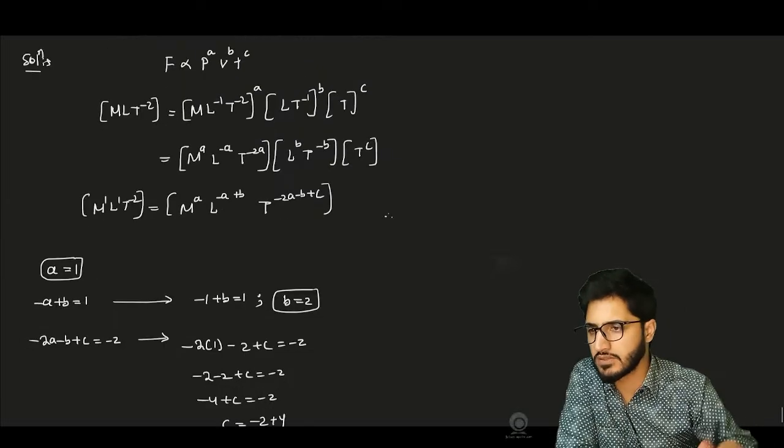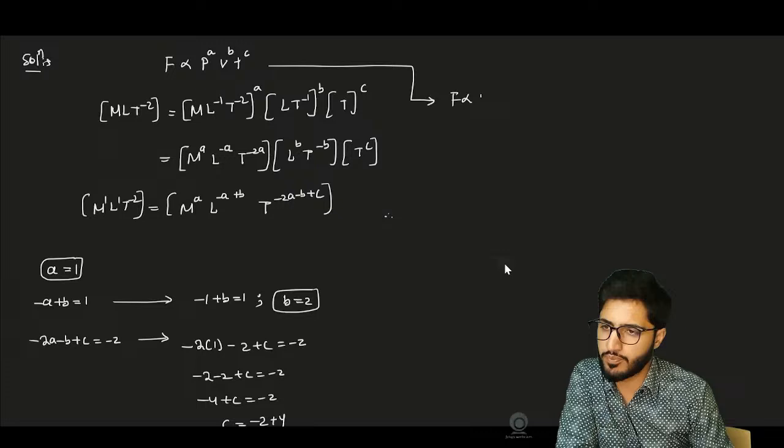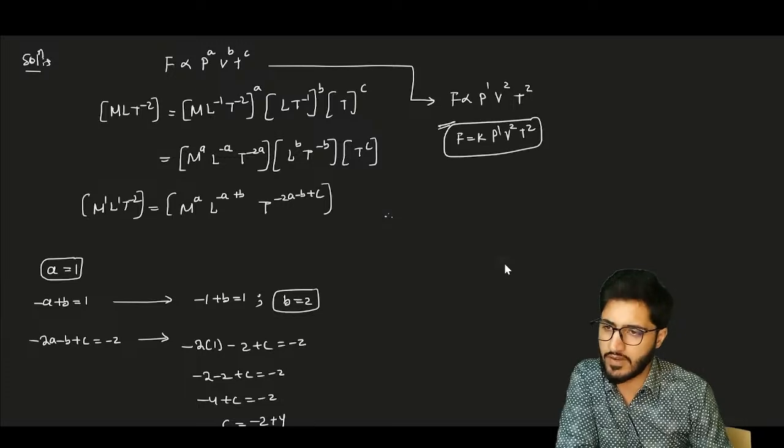So I can write now this equation. F is proportional to P, what is a, a is 1. V, b is 2. T, c, what is c? C is 2. So F is equal to some constant K, P^1 V^2 T^2. This one is the final answer of my question.